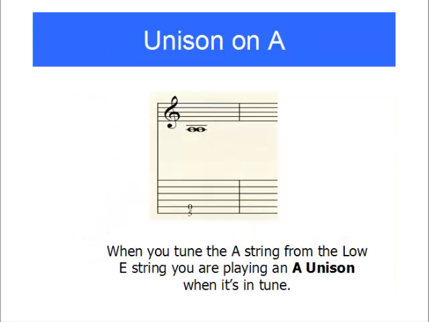And now we go to the unison on A. Well, let's pretend we're tuning our guitar. And we got the E in tune. Now we go to the 5th fret on the E string. You want to tune your A string to that. Well, mine's pretty much there. Always slightly a little out.